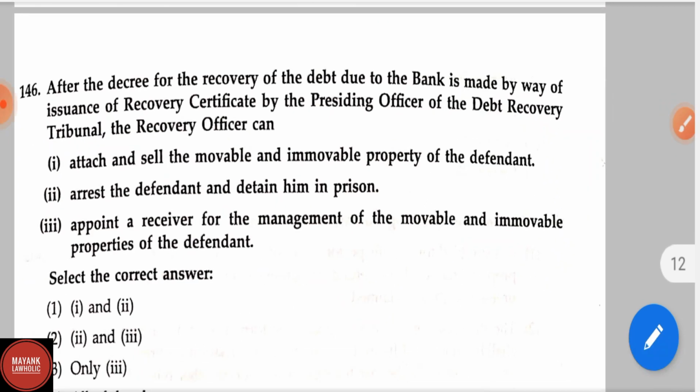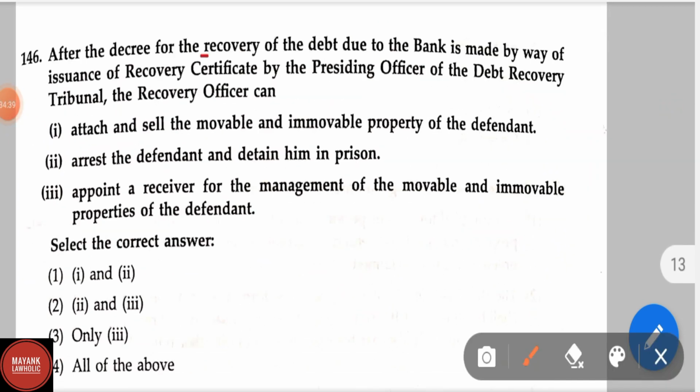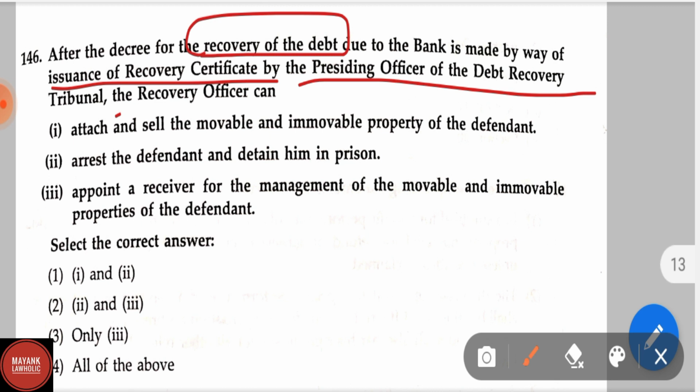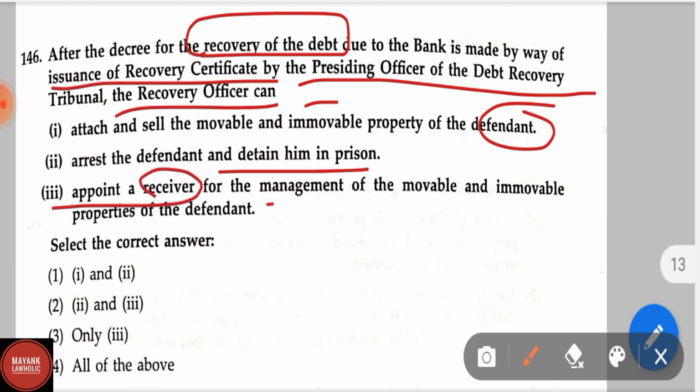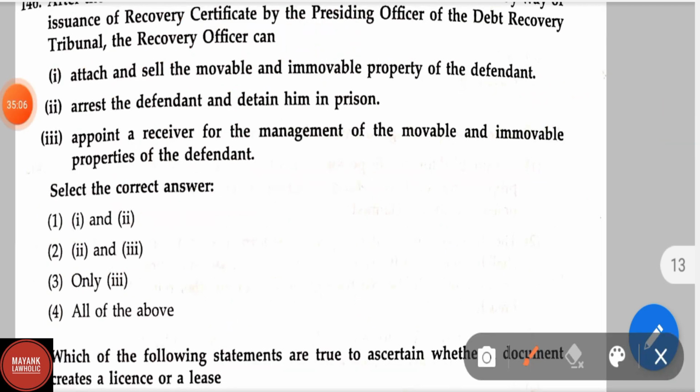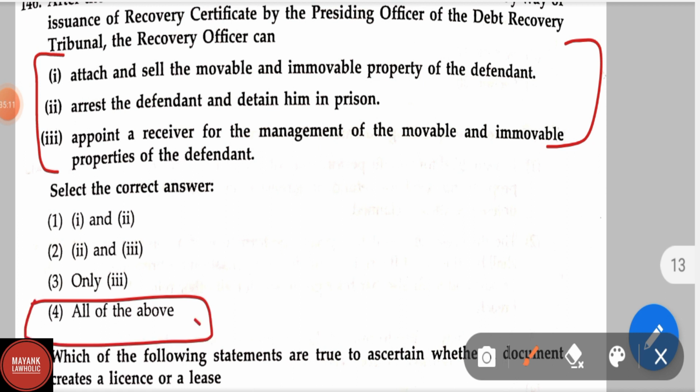Now let us see question number 146. After the decree of recovery of debt due to the bank is made by way of issuance of recovery certificate by the presiding officer of the DRT, the recovery officer can: option 1, attach and sell the movable and immovable property of the defendant. Option 2, arrest the defendant and detain him in prison. And option 3, appoint a receiver for the management of the movable and immovable properties of the defendant. In this question, all the statements given are correct. So in the given options, option 4 will be the right answer because all the statements are right.